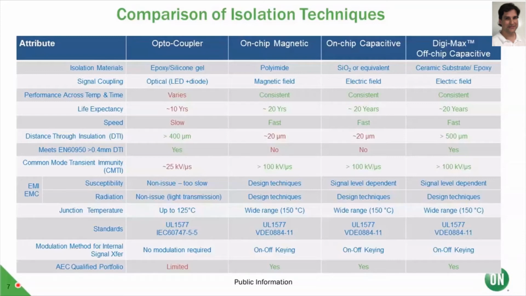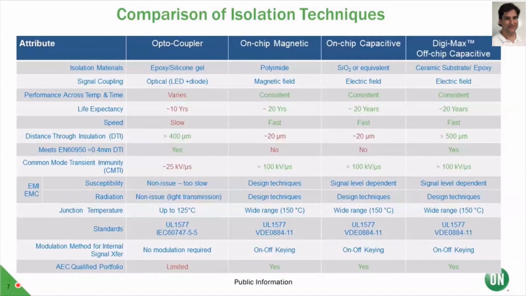the application. The distance for insulation is the thickness of the isolation barrier inside the package, so the spacing between the primary and secondary conductive points. For the optocoupler, it's 400 micrometers or greater typically, and for the Digi-Max, it's 500 micrometers or greater, whereas with the on-chip isolators, it's about 20 micrometers. What this means is the optocoupler and the Digi-Max provide intrinsic isolation safety.